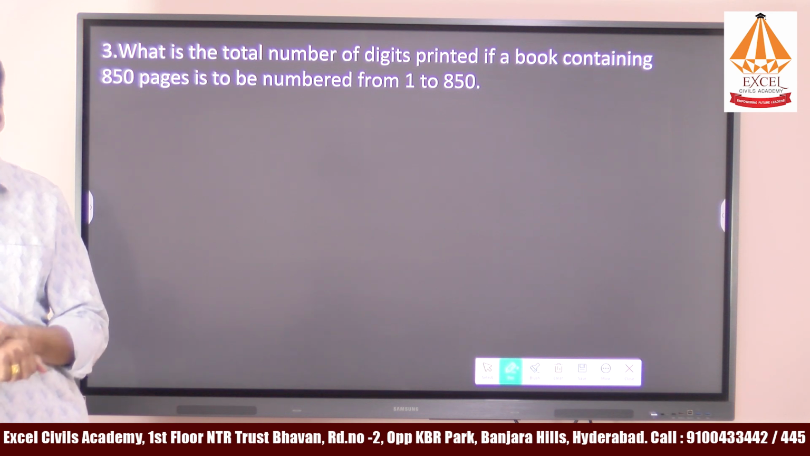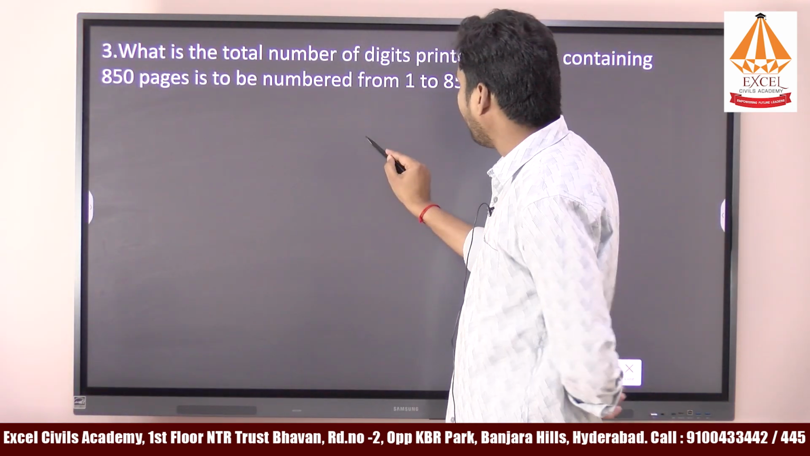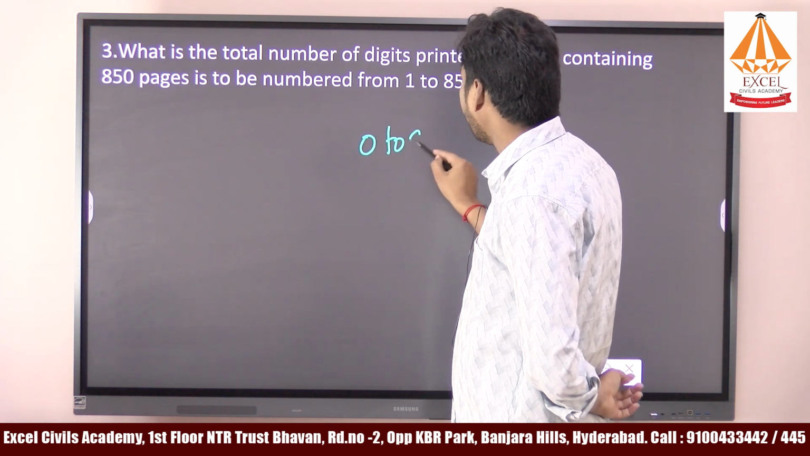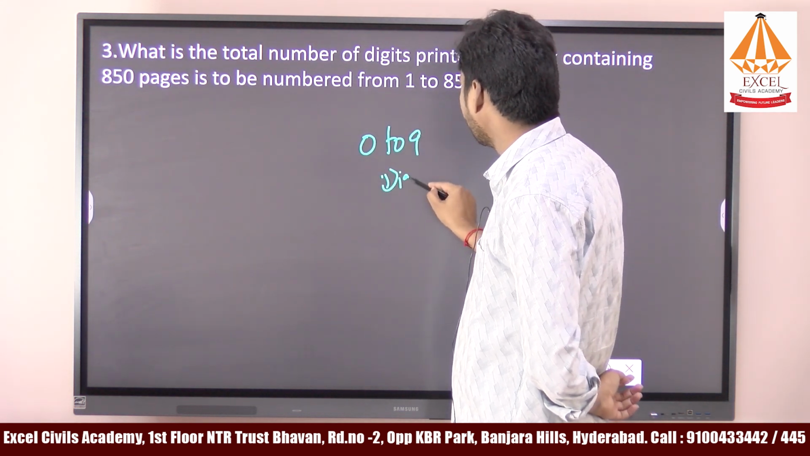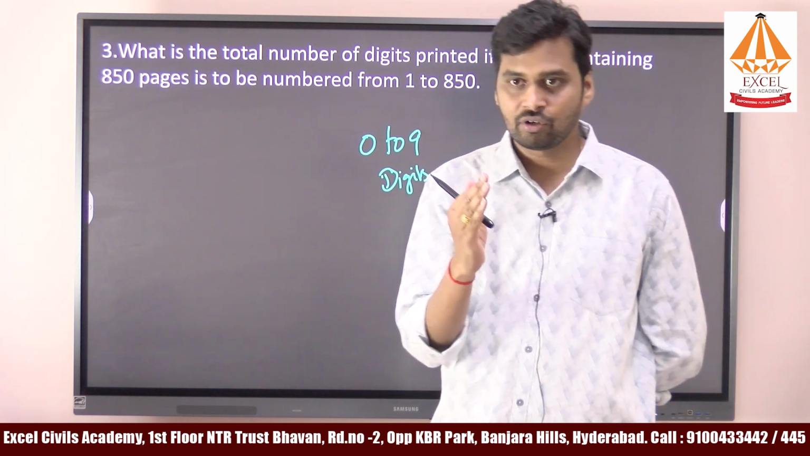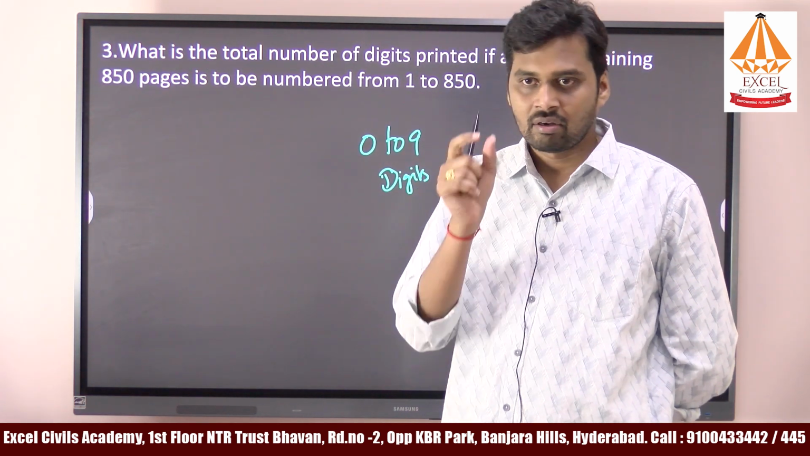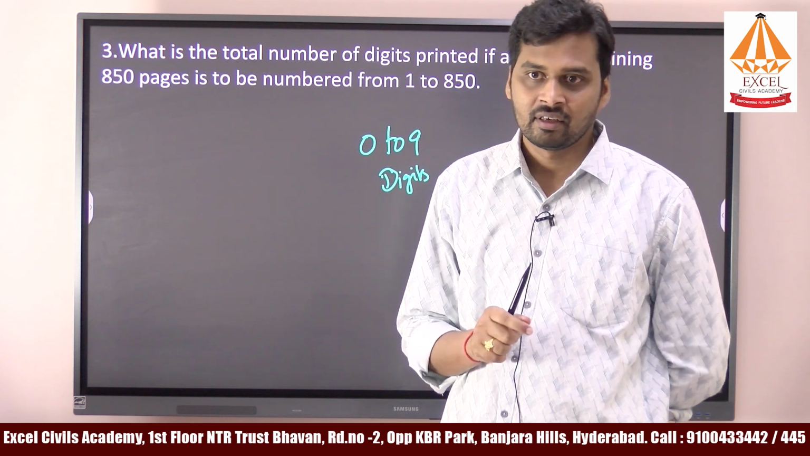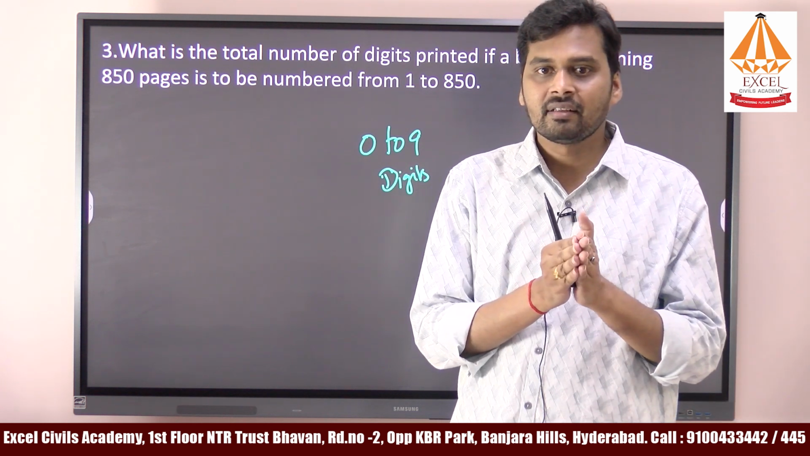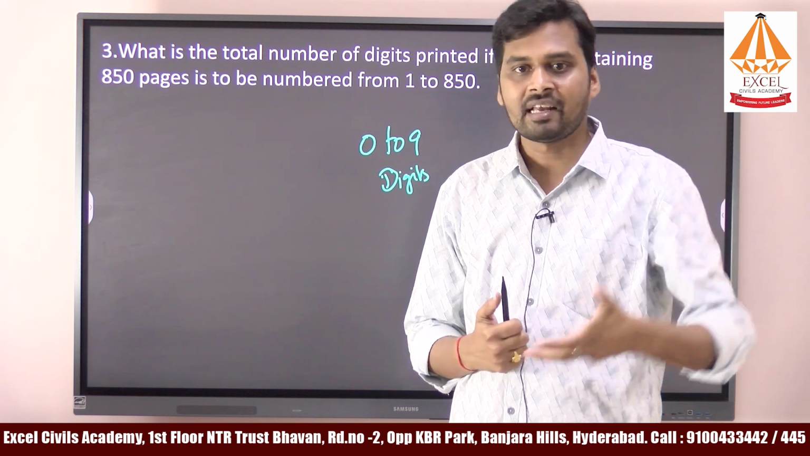First of all, do you know the difference between a digit and a number? Here digit is different, number is different. 0 to 9 are called digits. If you take 0, 1, 2, 3, 4, 5, 6, 7, 8, 9, all these are called digits. When we combine the digits, these are called numbers.